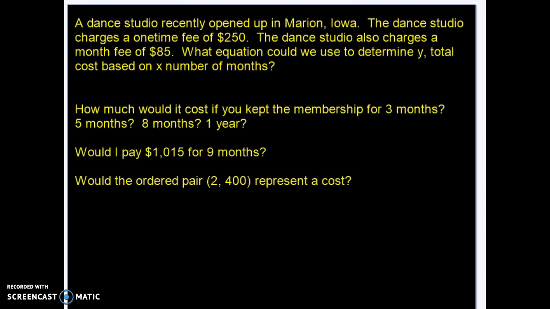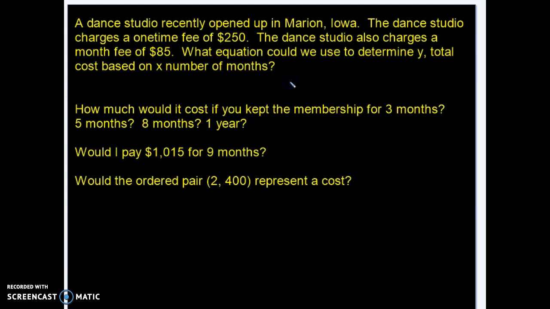This next example is about a dance studio that recently opened up in Marion, Iowa. Now, I'm no dancer, so I'm not sure if these fees are adequate for what people really pay or not. So just bear with me here. If the dance studio charges a one-time fee of $250, but then the dance studio also charges a monthly fee of $85, what equation could we use to determine y, the total cost based on x number of months?